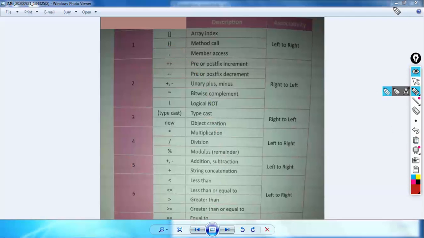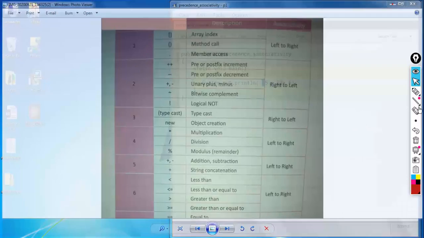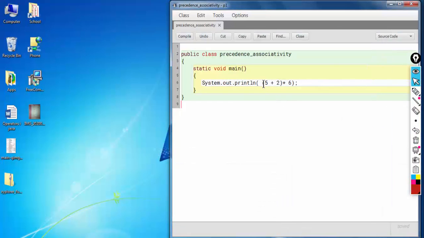So first the parenthesis expression will be solved. 5 plus 2 is 7, and 7 into 6 is 42. So this time, although we have the same expression, the answer will not be the same. The answer will not be 17, it will be 42. Let's have a look.